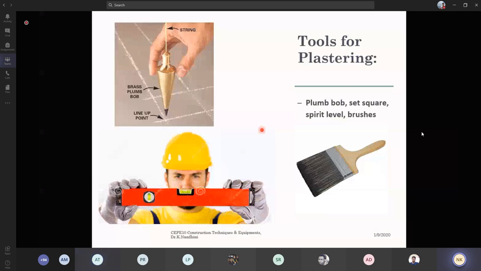Tools used for plastering: plumb bob, set square, spirit level, and brushes. You know what is plumb bob used for? It is used for marking vertical level, for measurement. Yes, to check the verticality, we can use the plumb bob. And the spirit level, we can use it for checking the horizontal level. Yes.